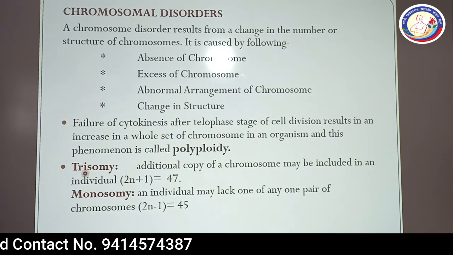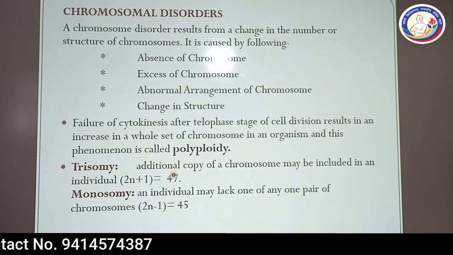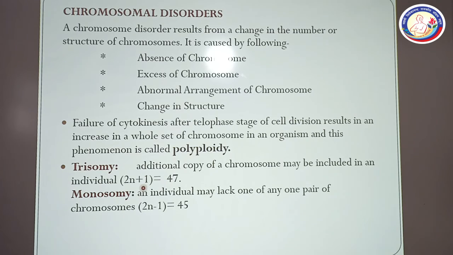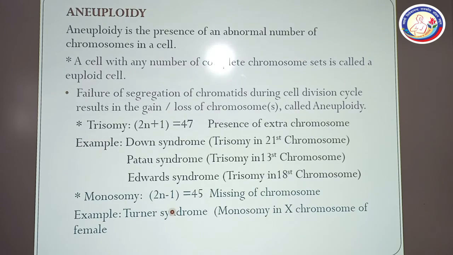Trisomy, an additional copy of a chromosome may be included in an individual. 2n plus 1 equals 47. Suppose there is an increase of a single chromosome, the total number of chromosomes is increased by 1, 47. Monosomy, an individual may lack one of any one pair of chromosomes. 2n minus 1 equals 45. Now come to the next. What is aneuploidy?